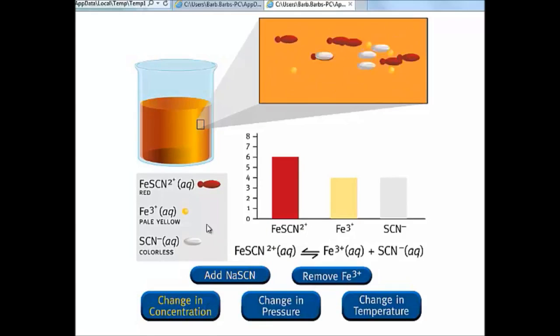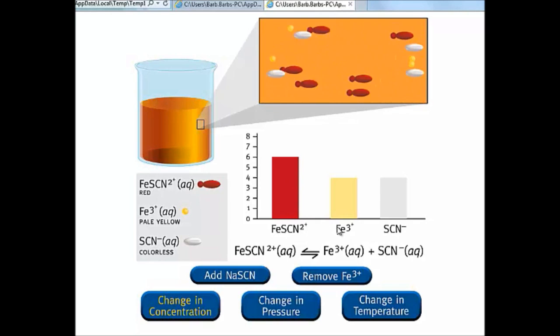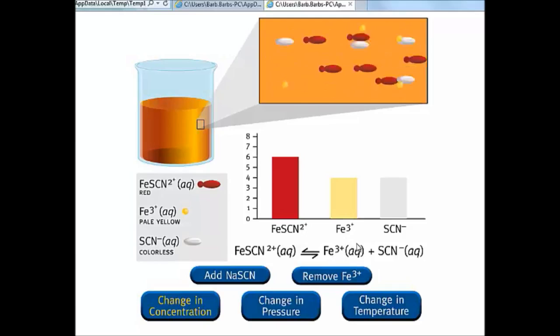Iron(III) thiocyanate, FeSCN3, dissolves readily in water to give a red solution. The red color is due to the presence of hydrated iron thiocyanate ions, FeSCN2+. The equilibrium between undissociated iron thiocyanate ions, iron 3+ ions, and thiocyanate ions, SCN-, is given by this chemical equation.